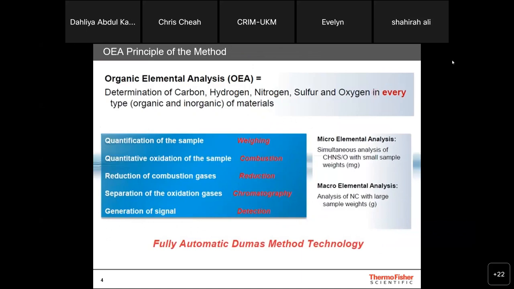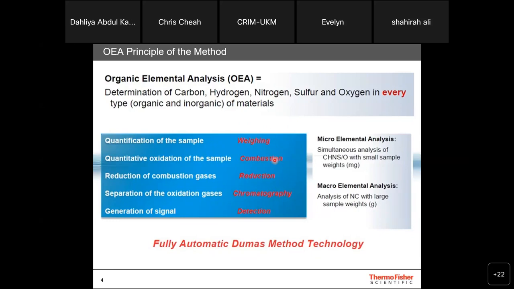Okay, so if you look at the organic elemental analyzer, in simple terms, like I explained earlier, it determines carbon, hydrogen, nitrogen, and sulfur. So be it organic or inorganic, it will be able to detect. Sample analysis is quite straightforward. As an operator, as a researcher, you will need to weigh the sample. Before weighing, you need to make sure that the sample is homogenized. And this will be discussed in detail at a later part.